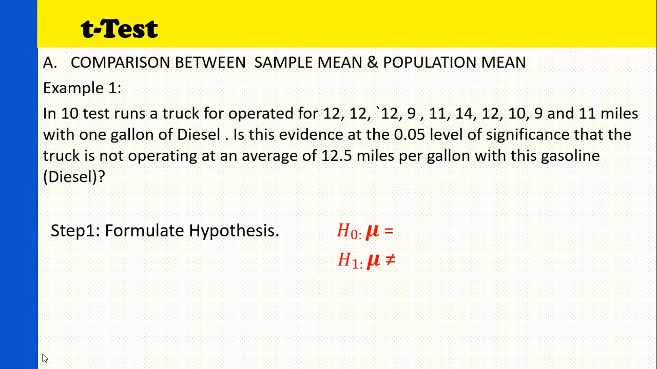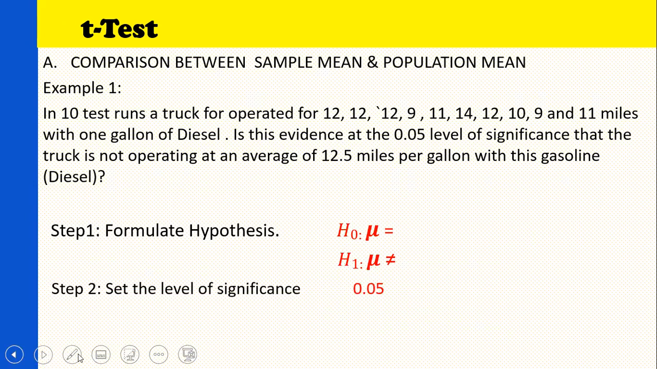So we have the null hypothesis, which is the average miles per gallon is 12.5. Then how about for the alternative hypothesis, the average distance is not 12.5. Or we can also restate it, the average of miles per gallon is not 12.5 using gasoline or the diesel.